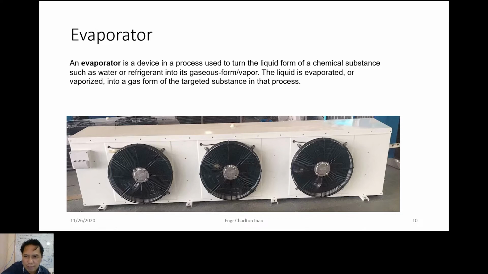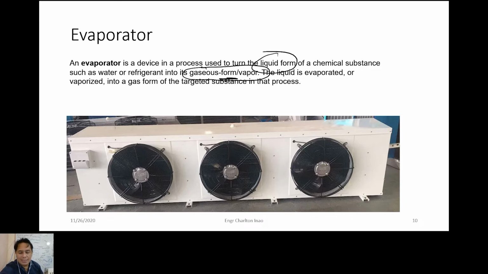What is the function of the evaporator? A device in a process used to turn the liquid from a chemical substance such as water or refrigerant into gaseous vapor. So from the term itself, the evaporator's input is liquid and the output should be in gaseous or vapor form, right? That's the purpose of the evaporator. So what are the forms or types? Anong itsura ng mga evaporator?